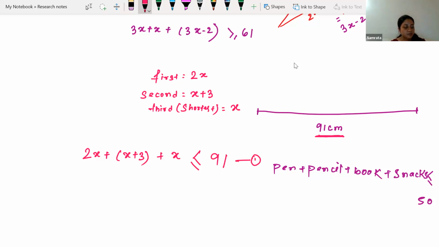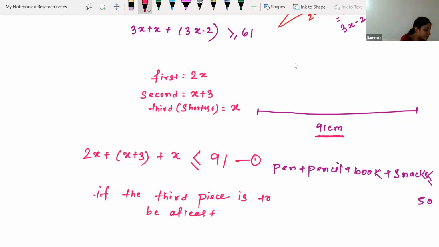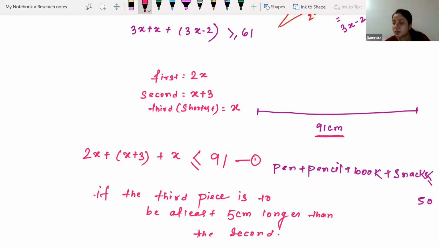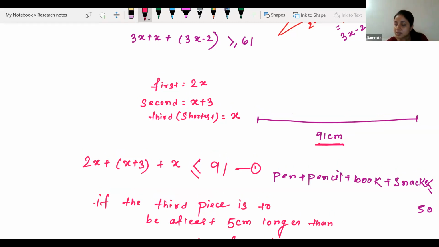Now let's read the question. What are the possible lengths of the shortest board if the third piece is to be at least 5 centimeter longer than the second? Okay, if the third piece is longer than the second, because naming we have to give properly, otherwise we will end up making a mistake.